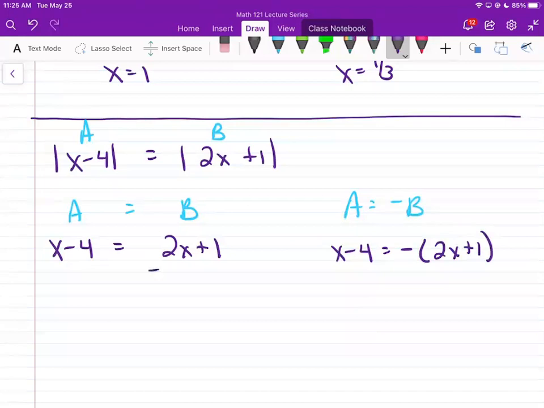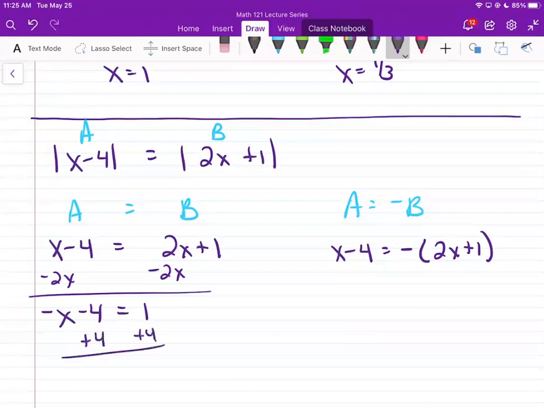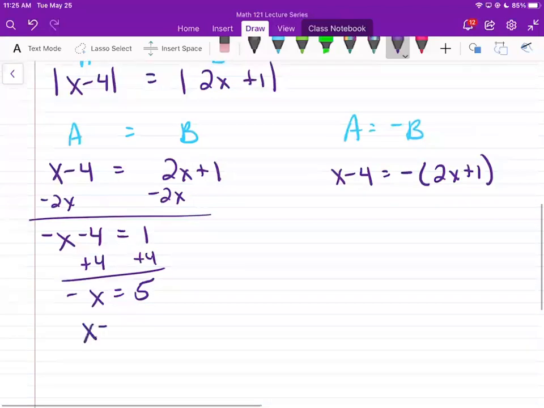Here, I'm going to subtract 2x from both sides. I end up with -x minus 4 equals 1. Adding 4 to both sides, I end up with -x equals 5, or x equals -5.